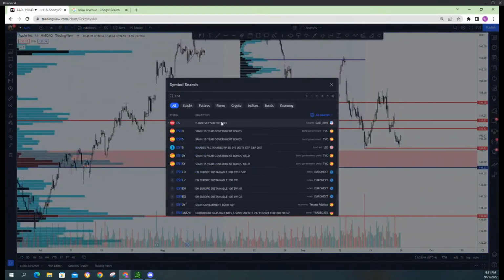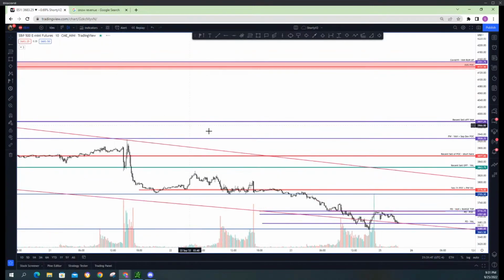I'm expecting we're going to open green on futures tomorrow. Pretty wild, but I do expect it's going to happen.